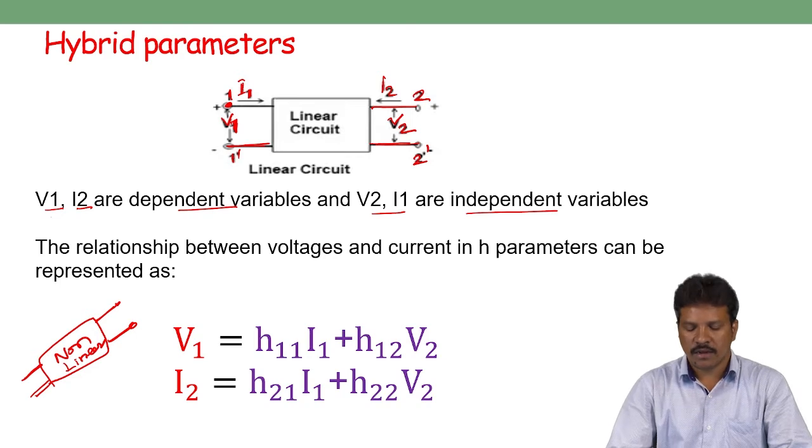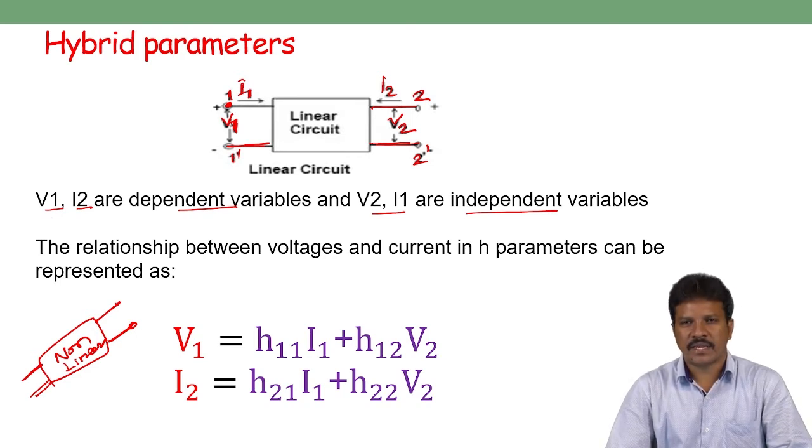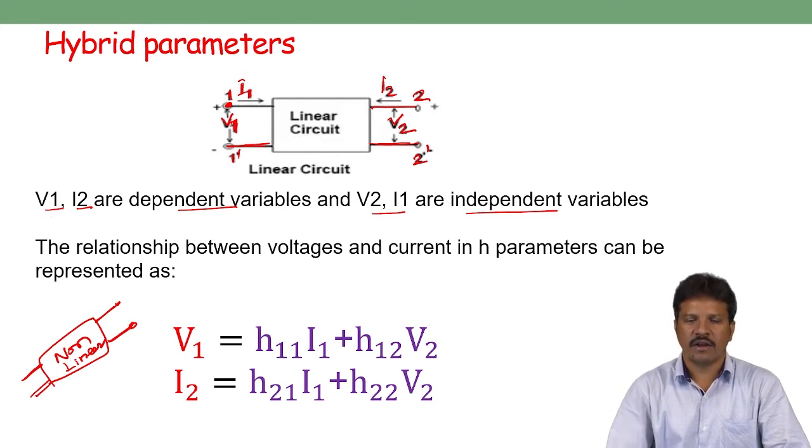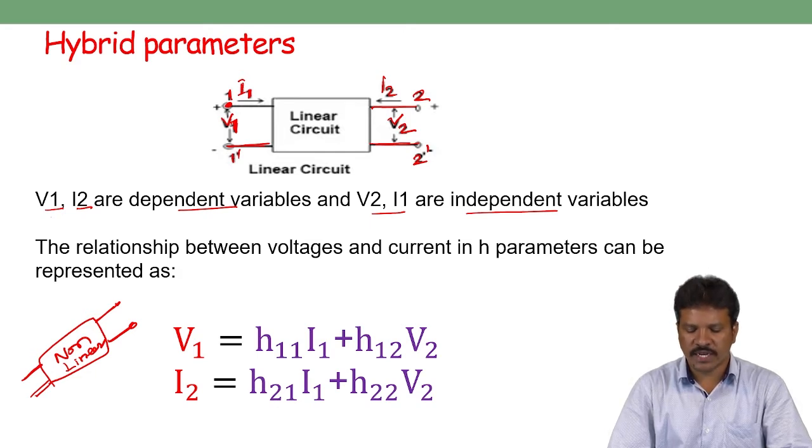So here the parameters represented in this H parameter can be a combination of both the Z parameters and Y parameters. So we can combine them together. We can call it a hybrid two-port network model. Now, what is the generalized dependent variable equation for the hybrid model of any linear circuit?